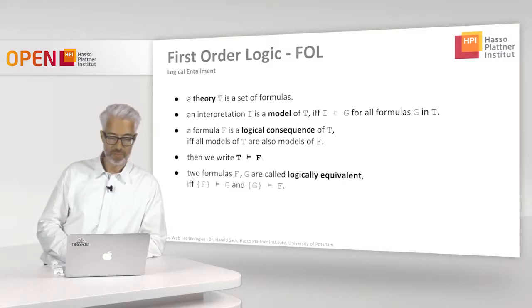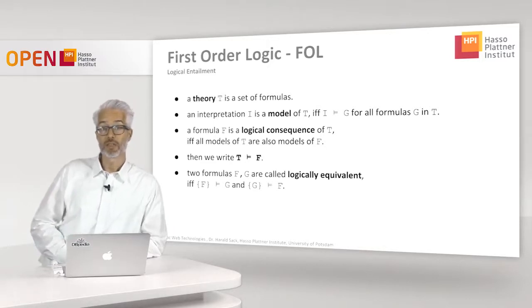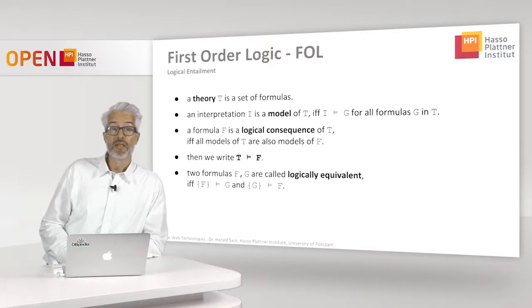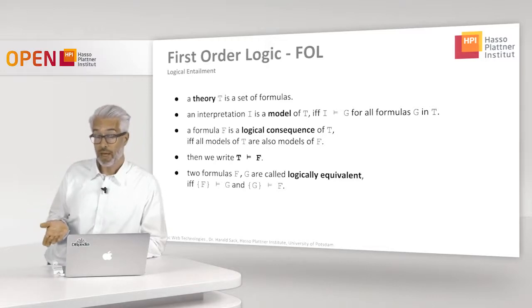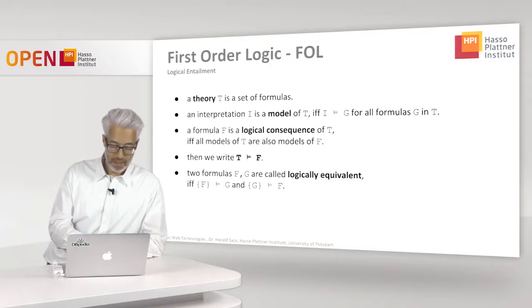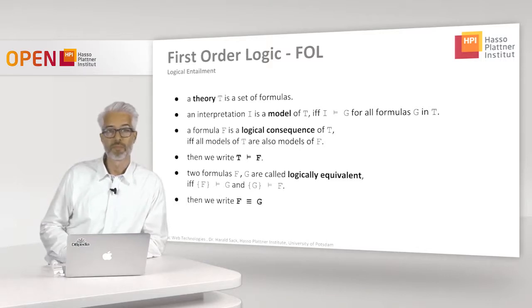On the other hand, two formulas, F and G, are called logically equivalent simply if you can entail G from F and you can entail F from G. So you must be able to make both entailments, only then they are logically equivalent. And you can write F is equivalent to G.